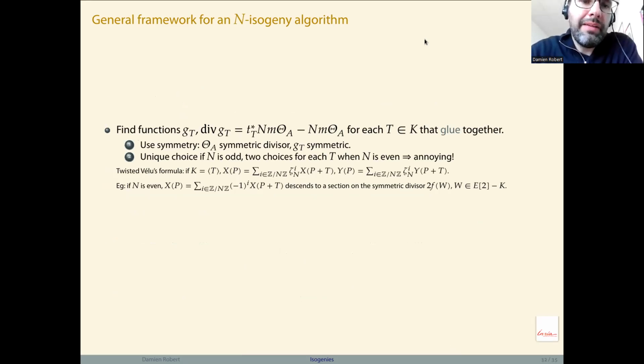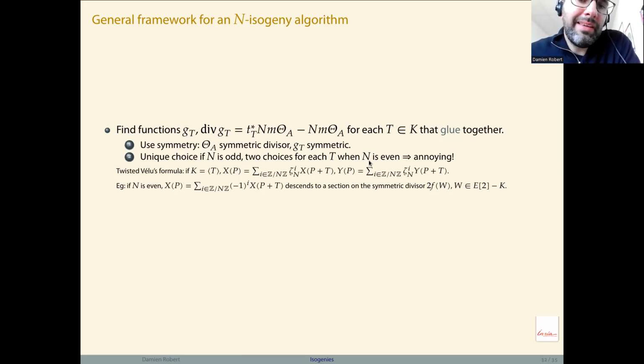Okay. So I will briefly describe ideas for this algorithm, a general framework for an isogeny algorithm. What we need to do is find the functions Jt which have this divisor, and we want functions that glue together. The gluing condition is rather annoying to check. Fortunately, in most cases, we can use symmetry. So if we take a symmetric divisor to represent theta A, we look for symmetric functions. And if n is odd, there's only one symmetric function. So this means that they automatically glue together, and we don't need to check the gluing.